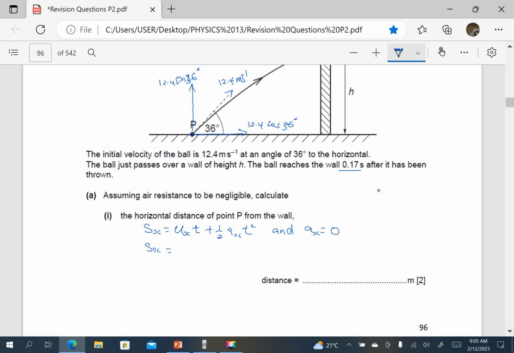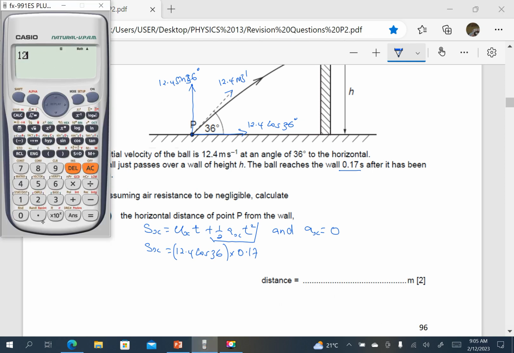That means the horizontal distance sx is going to be initial velocity in the horizontal. I have to resolve 12.4 in the horizontal, so that would be 12.4 cos 36 times the time. The time is 0.17. Remember, this other part becomes 0. So we have 12.4 cos 36 times 0.17.